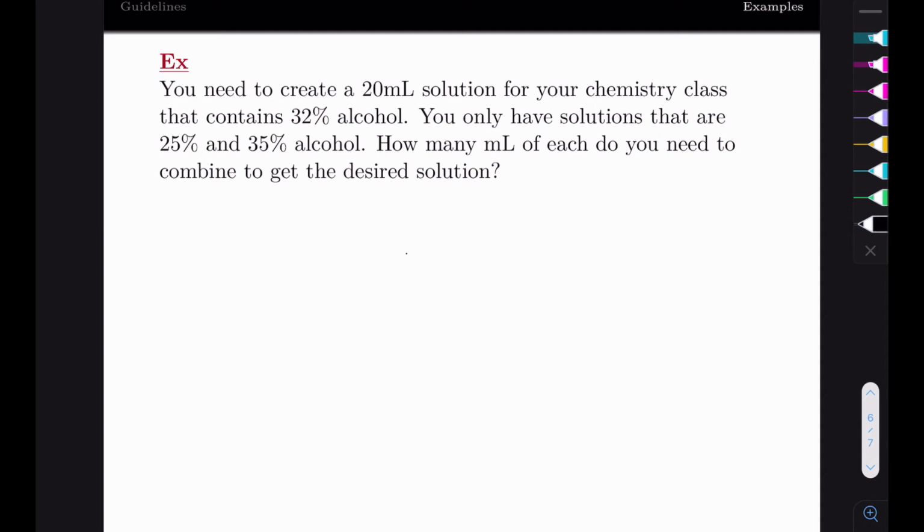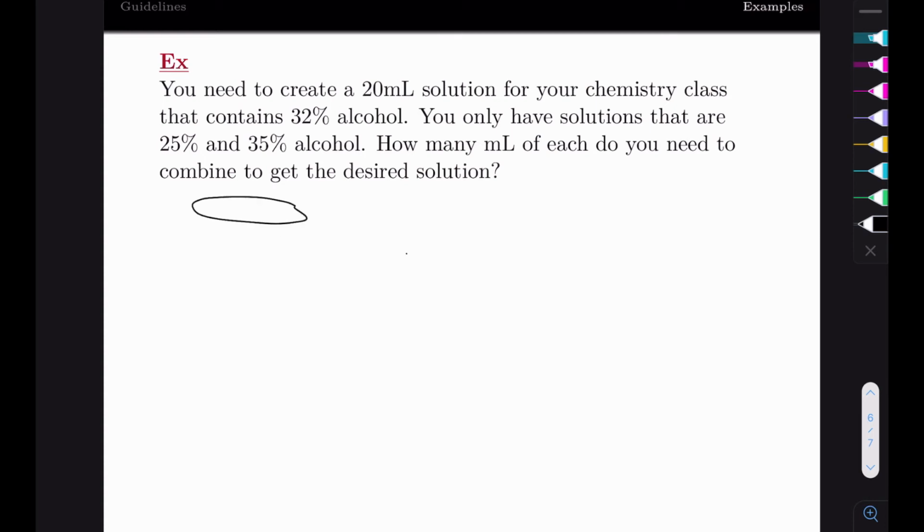This last example is definitely going to be our hardest. So we are told we need to create a 20 milliliter solution for our chemistry class that contains 32% alcohol. But we only have 2 solutions that we can use to mix to get this concentration we want. One of them is 25%, the other is 35%. We want to figure out how many milliliters of each of these solutions do we need to combine to get this desired concentration of 32%.